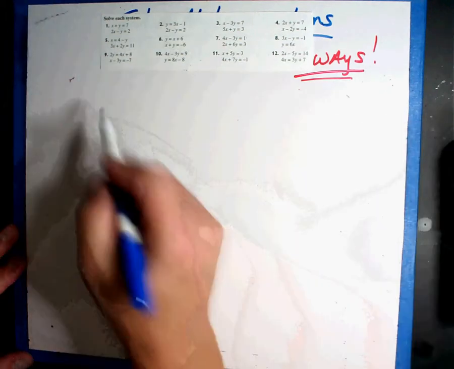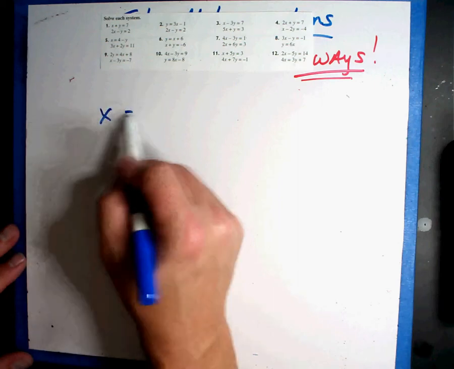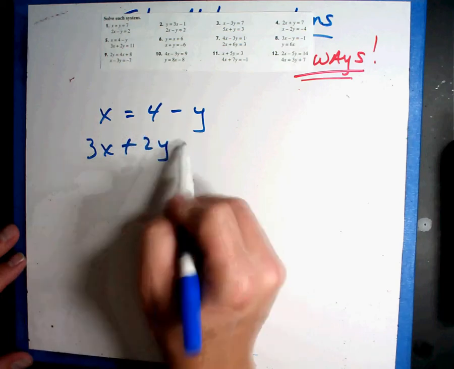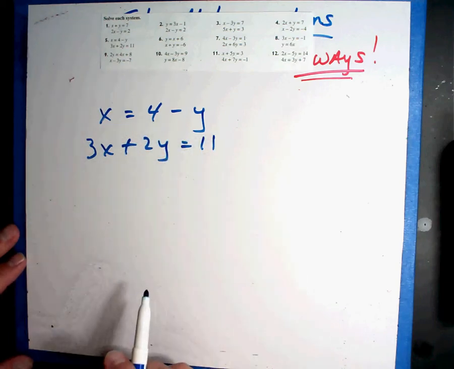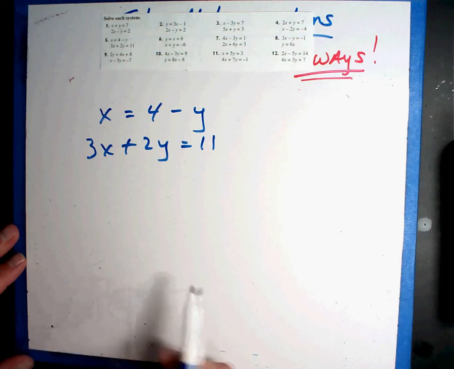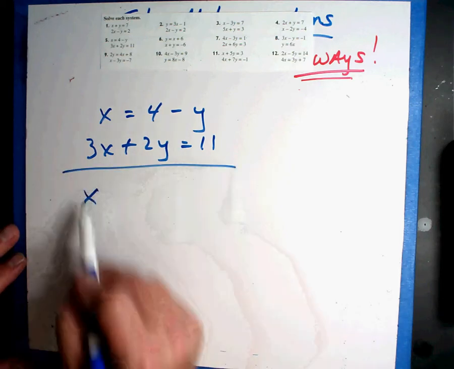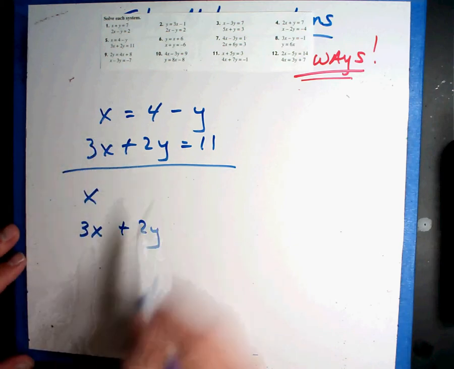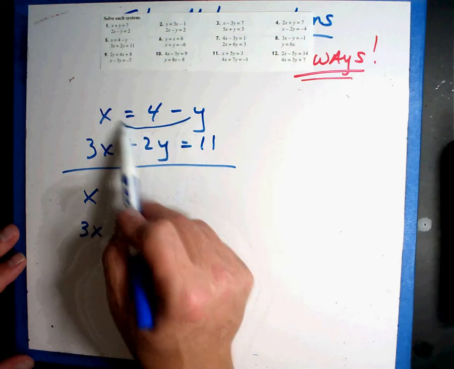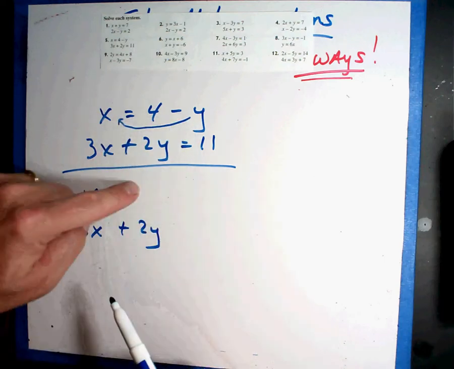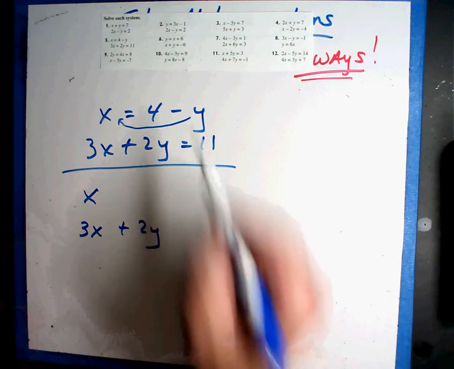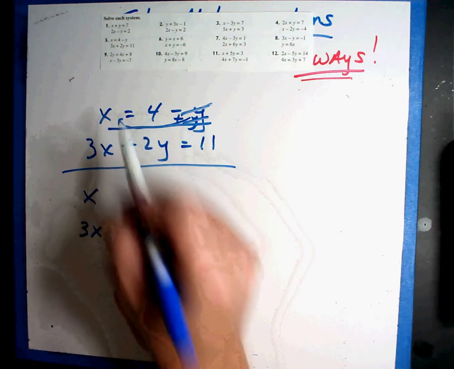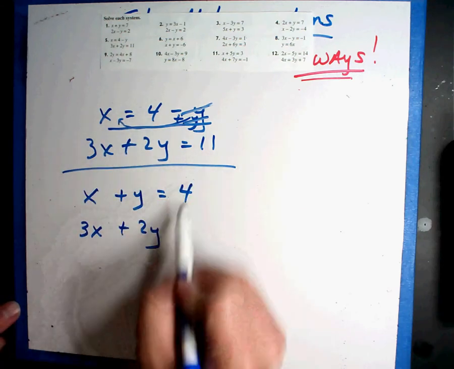So let's take number 5. x equals 4 minus y, and 3x plus 2y equals 11. Well, the problem with this one is they're not set up right. They're not set up the same. So x, 3x, those are fine, plus 2y. Well, the y is on the other side of the equal sign, so I've got to bring it back over here because I've got to get them to line up. This is the only time you're really lining things up. So to move this over to this side, I'm going to add y to both sides. So the y is gone. So it's going to be plus y equals 4.